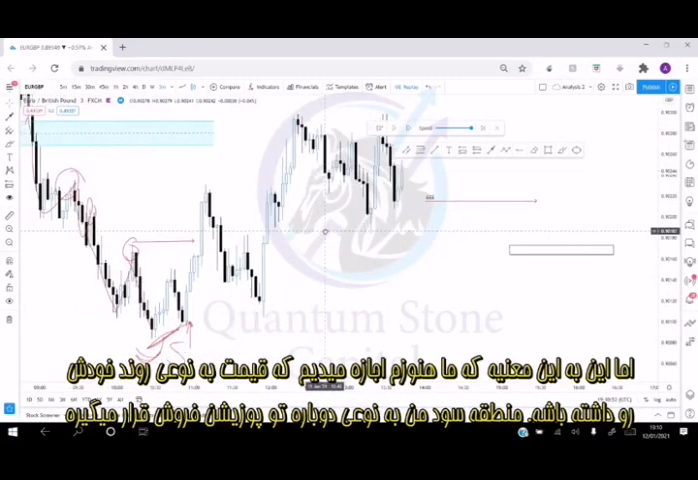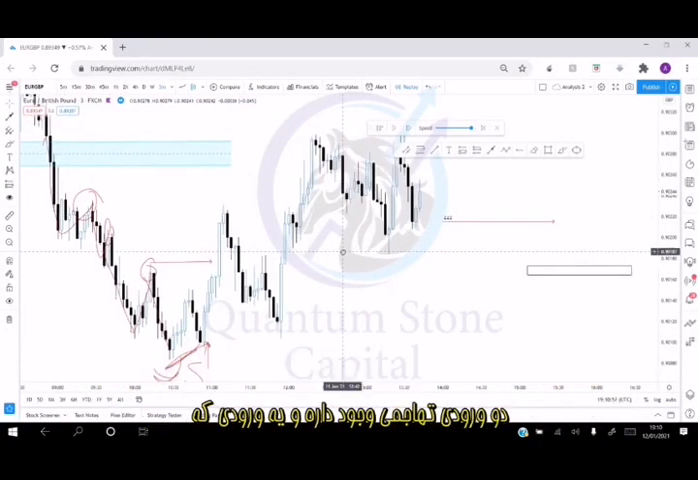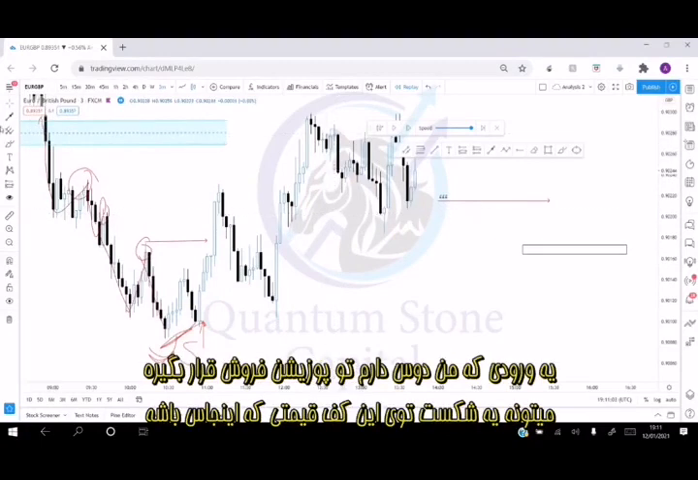Now, my main sort of area of interest to go short again, there's two, one aggressive entry and one entry that I would sort of favor. The entry I would have favored to get into a short would be a break below this low here.